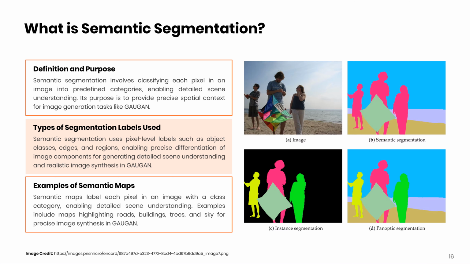Regularizers and auxiliary losses such as perceptual losses that compare high-level features from a pre-trained network further align generated content with human perceptual judgment. Evaluation has become more nuanced.